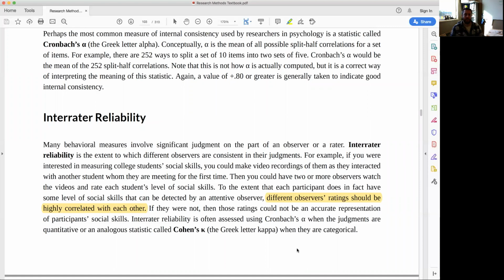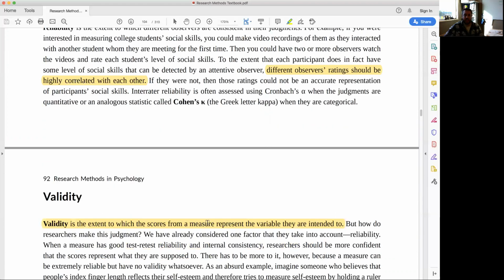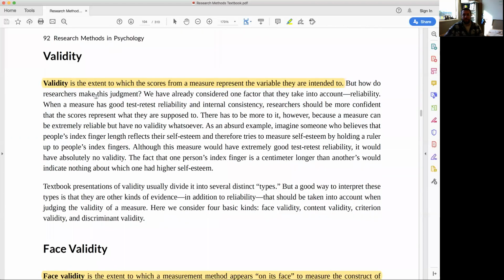Are you seeing the same thing that I'm seeing? Things like that. So that's inter-rater reliability. The next one is validity: the extent to which the scores from a measure represent the variable that they're actually intended to. Essentially, are you measuring what you said you're going to measure?